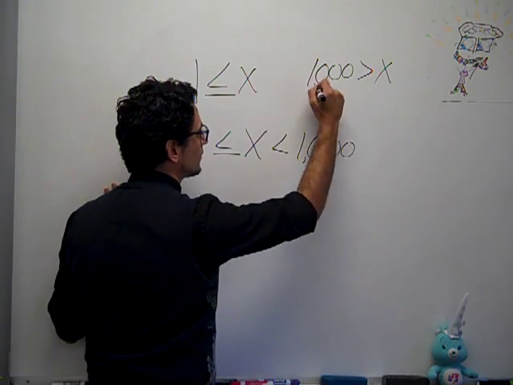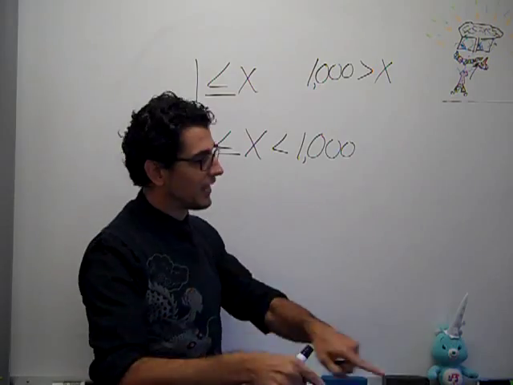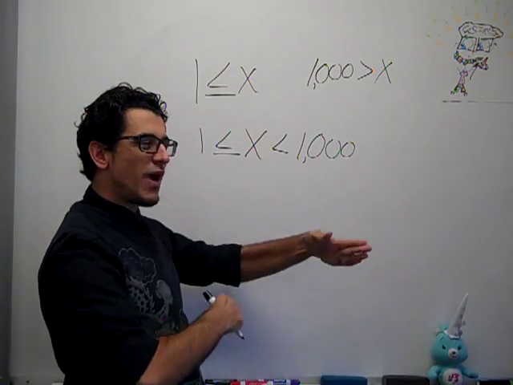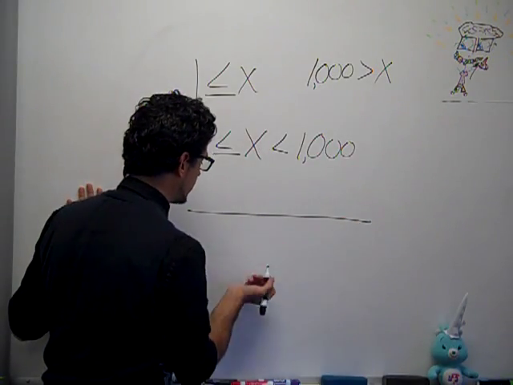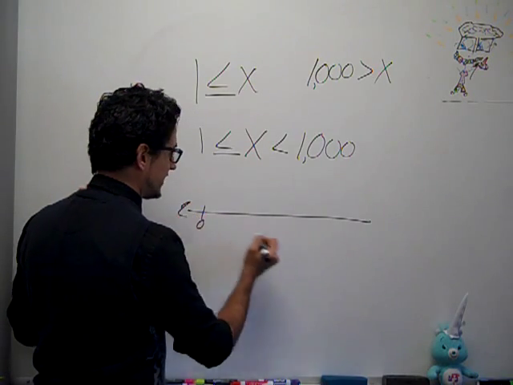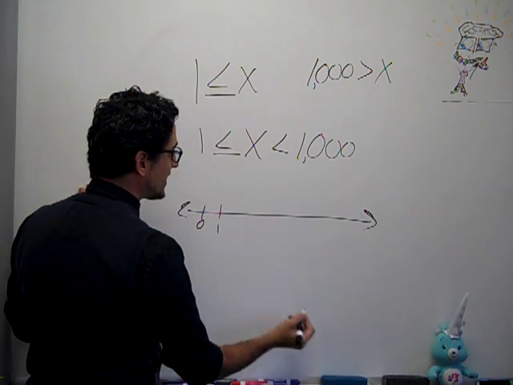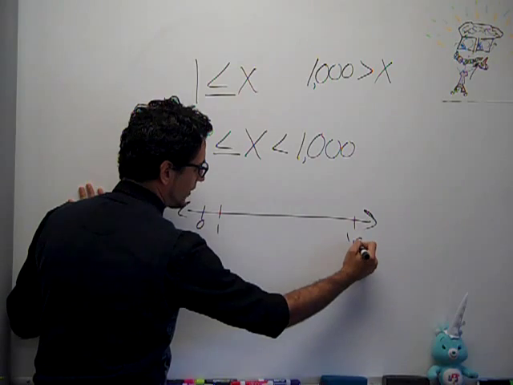And I should put commas in when I'm marking in the thousands place. Got to watch out for that. So here is how I would graph this out. I would put a 0, just so we have an idea. I now have a 1, and I'm going to be all the way over here at 1,000.